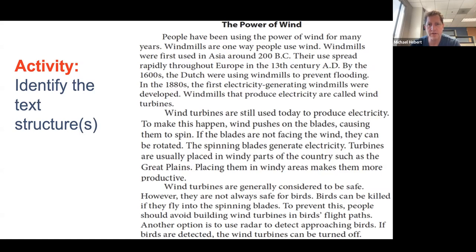Sherry says sequence in the first paragraph, right? So talking about, and maybe it's because we see the dates in there, where they were first used, how they spread, and then how they were used later, right? Beth says problem solution potentially, and Kate says problem solution. Where do you see the problem and solution?